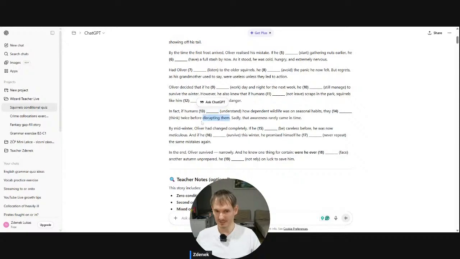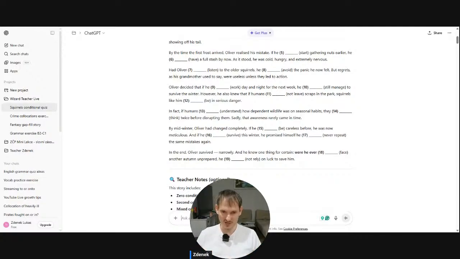because they disrupted the squirrels. Bastards! How dare they? How dare they do that? So if humans understood how dependent wildlife was on seasonal habits, they would think twice before disrupting them. So in this case, I think we need the second conditional because it's an unreal condition. We're talking basically about an unreal present, right?